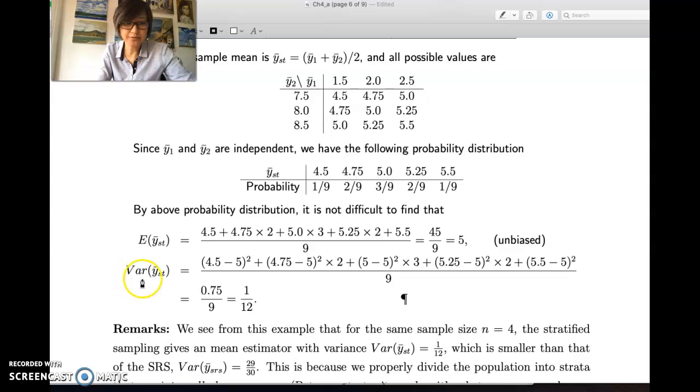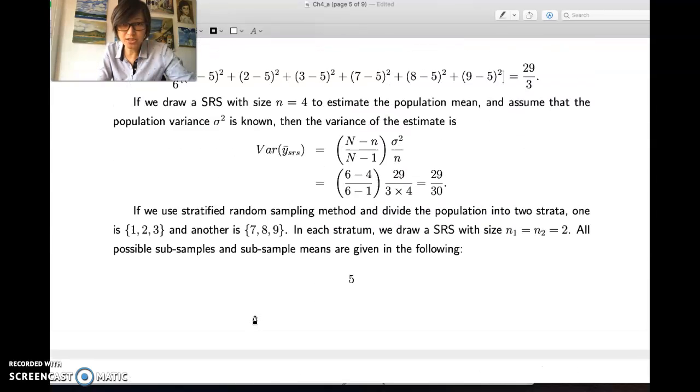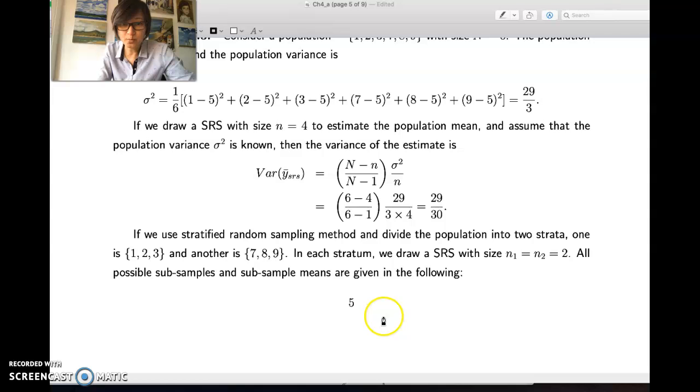Now we can find the true variance of this y bar because we have all of the values, so that's going to be a true value. After calculation, this is 1 out of 12. So we can see that from this stratification, the variance 1/12 is significantly smaller than 29 out of 30, which is slightly less than 1.